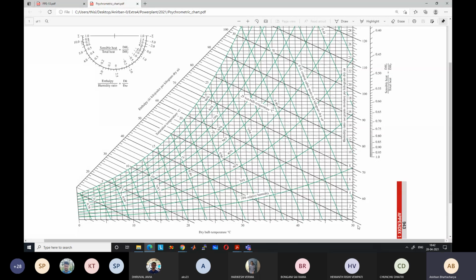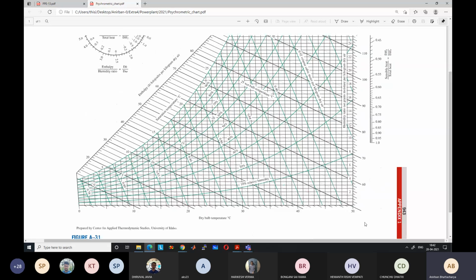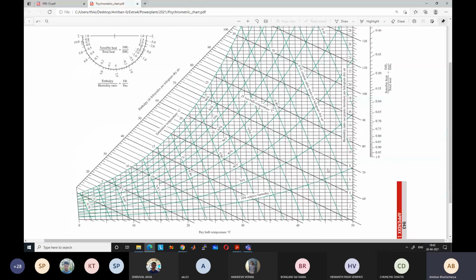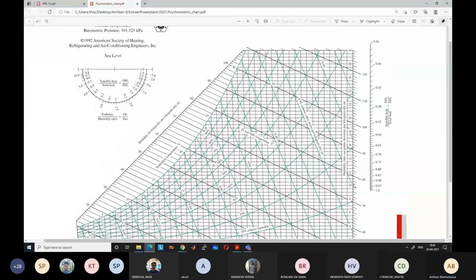Then on the y axis on the right hand side we have the humidity ratio or the specific humidity, omega, that we are trying to find. So moisture in grams per kg of dry air. For example at this point we have 10 grams of water vapor per kg of dry air. So this is the vertical axis.